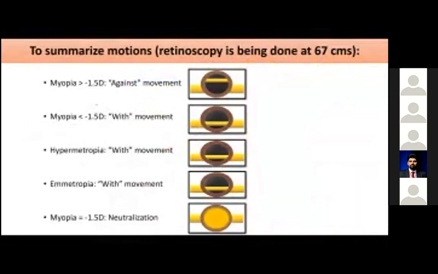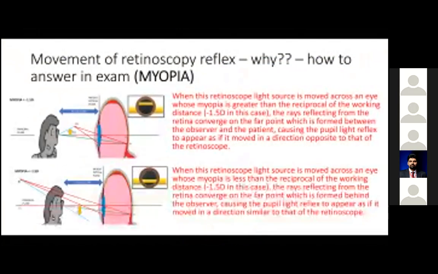So to summarize, myopia greater than minus 1.5 diopters, against motion. Myopia less than 1.5, hypermetropia and emmetropia will have a with motion. And myopia of equal to minus 1.5 diopters will be neutralization. This is all if the retinoscopy is being done at 67 centimeters or at a myopia of minus 1.5 diopters. So this is why the with and against motions take place. And if examiners ask you why this is, you have to conceptually try to understand these optical diagrams and explain it to the examiner in your own words. Only with these diagrams can you understand why these movements take place. So I'll just skip this part.